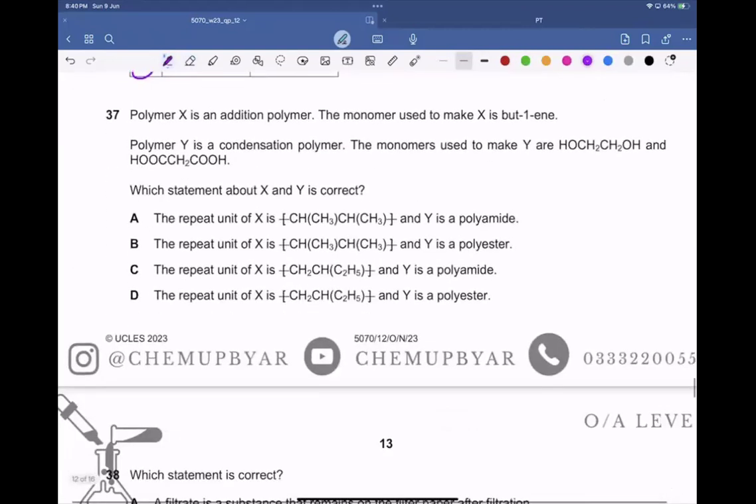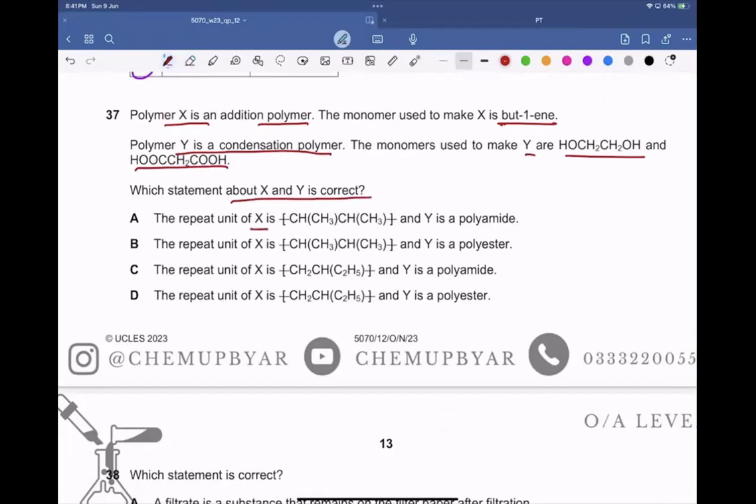Now, question number 37. Polymer X is an addition polymer. Okay, if it's an addition polymer, its monomer has a carbon-carbon double bond. The monomer used to make X is but-1-ene. Polymer Y is a condensation polymer. The monomers used to make Y are this and this. Which statement about X and Y is correct?